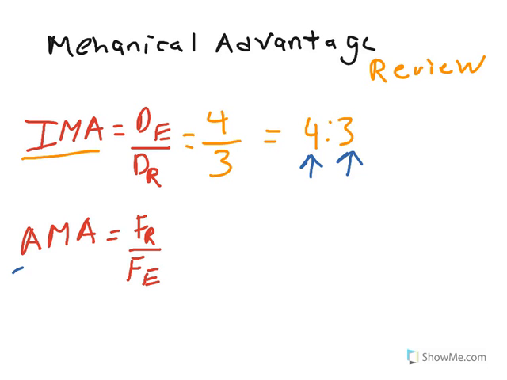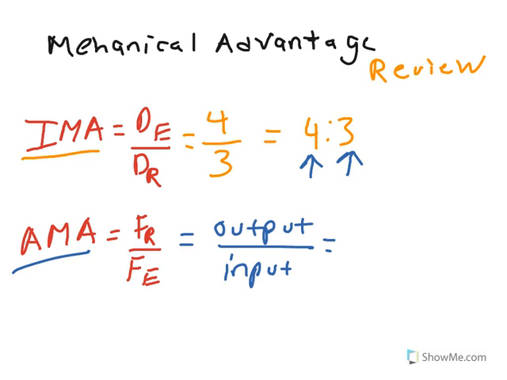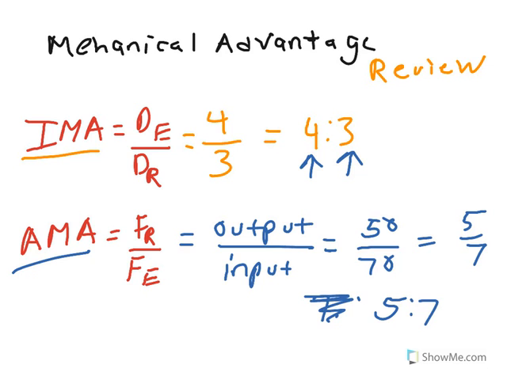For actual mechanical advantage, or AMA, we're dealing strictly with forces. The force of resistance is the output force. Force of effort is the input force. So to turn a screw, if it needs 50 pounds to turn the screw in, and I'm putting in 70 pounds, my mechanical advantage is 5/7. I could also write it as a ratio, 5:7.